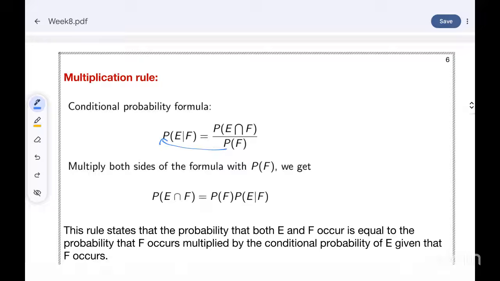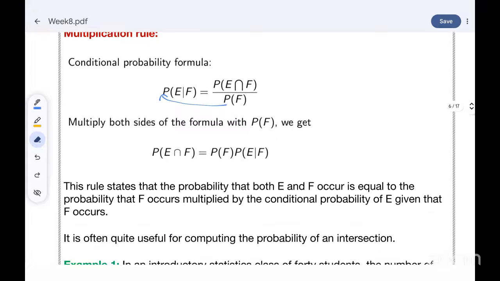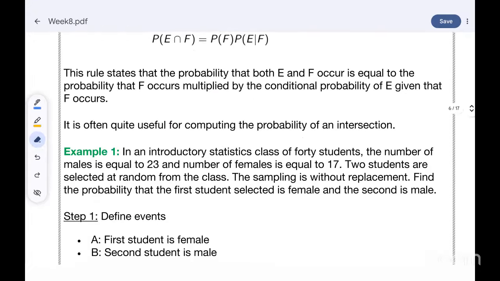So if you want to find the intersection, sometimes this multiplication rule is useful. Sometimes the data does not tell you what is there in the intersection, but it tells you this probability. In that case, you can use this multiplication rule to find the probability of E intersection F. We will see some examples to see where this formula is useful. So what is this rule saying? That the probability that both E and F occur is equal to the probability of F multiplied by the conditional probability of E given F occurs. Let's see an example.